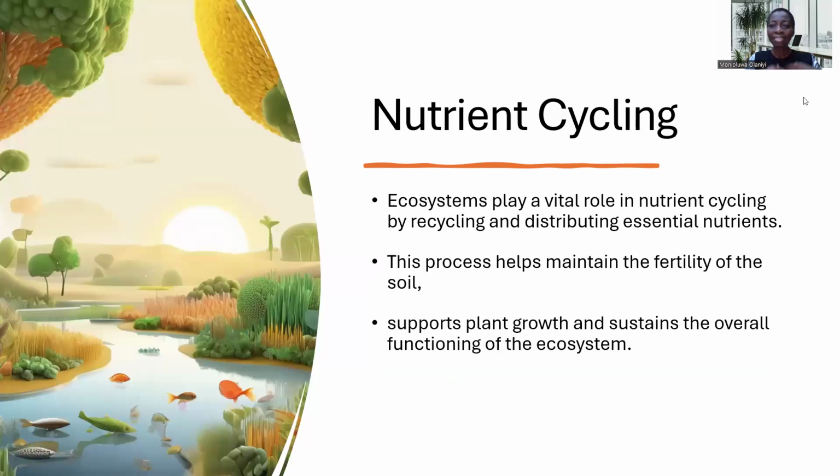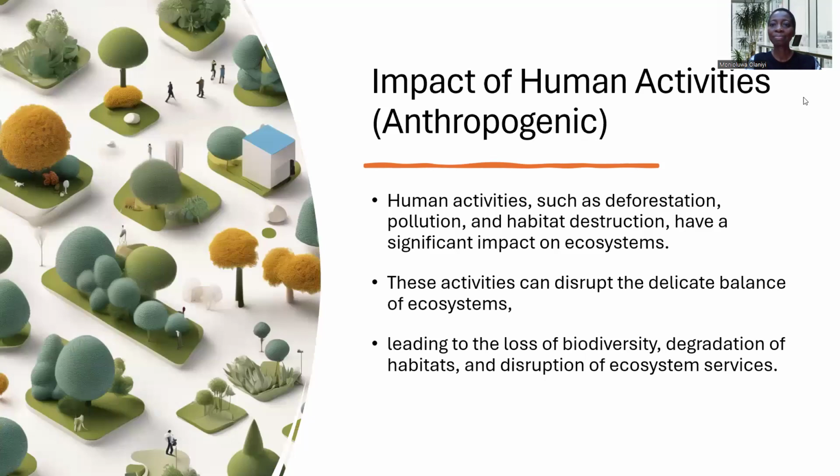And then, in cycling of nutrients in an ecosystem, the ecosystem is important and vital for this process because nutrient cycling helps to maintain the fertility of soil, and it also supports plant growth and sustains the overall functioning of the ecosystem. And then let's look at the impact of human activities on the ecosystem.